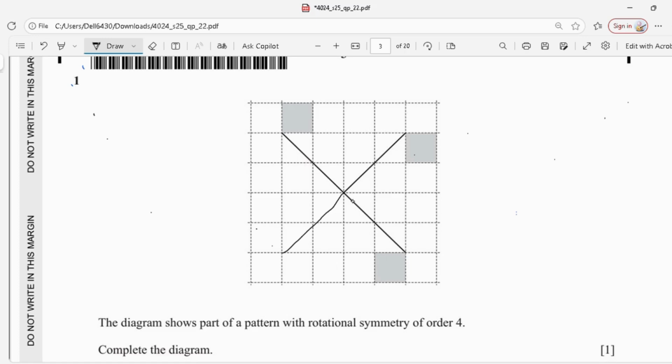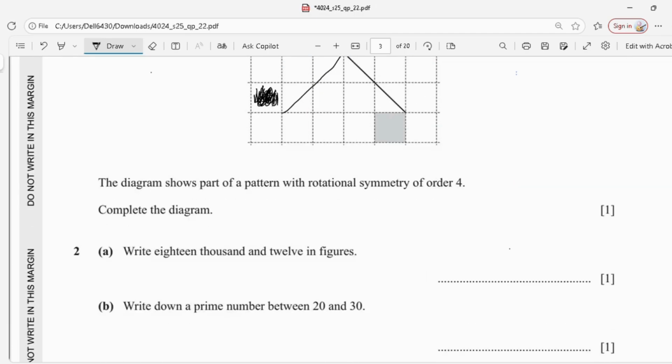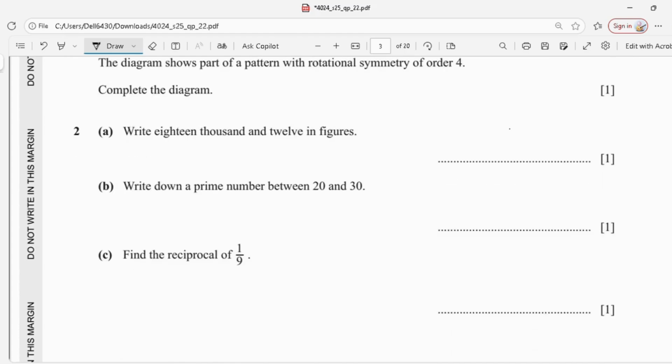And this would be shaded like this. Now question number 2. Write 18,012 in figures. 18,012. Write down a prime number between 20 and 30, that is 23 and 29. Find the reciprocal of 1 upon 9, that is 9.